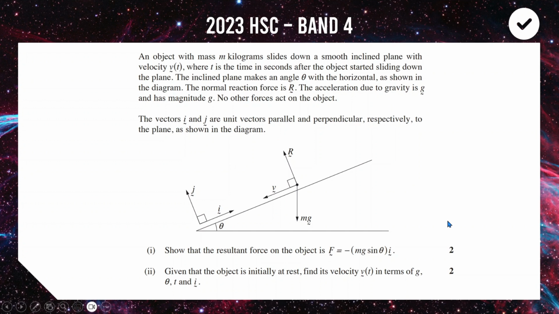For 2 marks, we are going to show that the resultant force on the object as it moves down the plane is negative mg sine theta times i. So the only forces are acting in this direction. There's nothing happening up or down because it's just going down the plane.